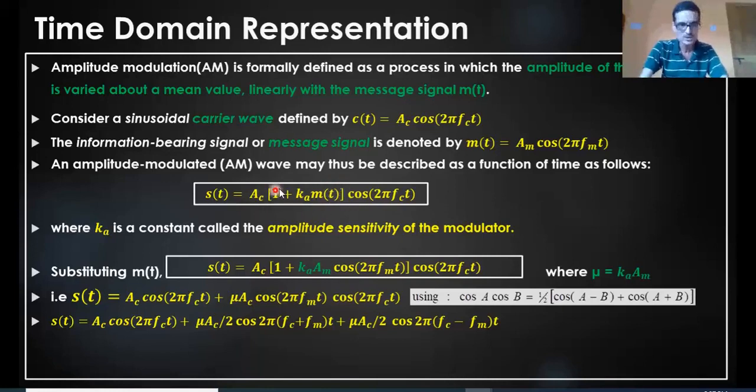So this is going to change. As m of t changes, this amplitude changes. We are going to retain the same frequency of the carrier. That's what we get as the standard equation for the AM signal.